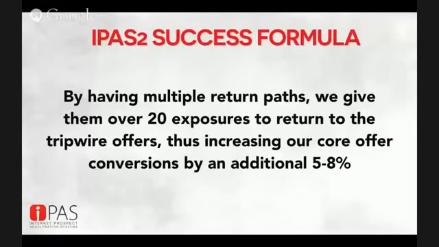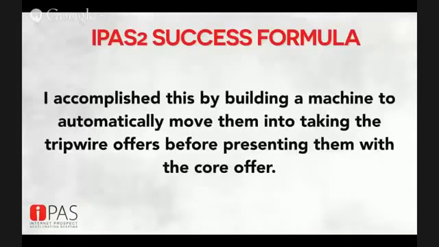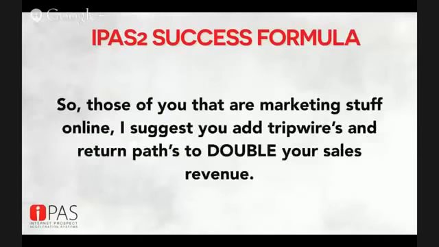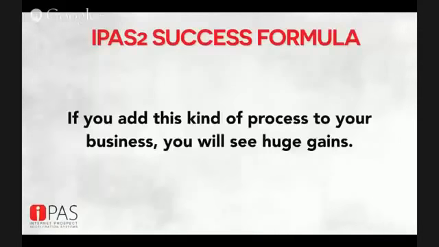This formula right here, this front-end system is so significant, and I accomplished this by building a machine to automatically move them into taking the tripwire offers far before presenting them with the core offer. Basically exhaust all your resources into getting them to the tripwire offer prior to even moving to your core offer. So those of you that are marketing stuff online, I suggest that you add tripwires and return paths to double your sales revenue. Okay?